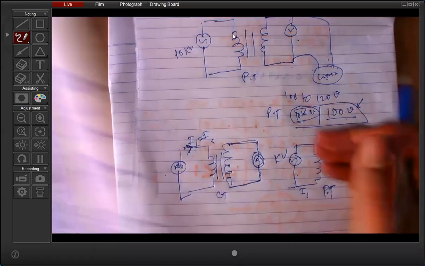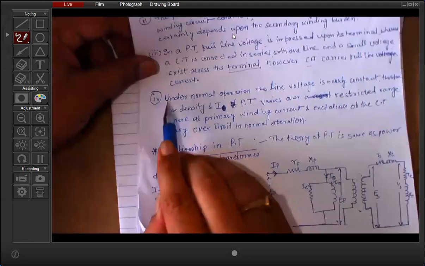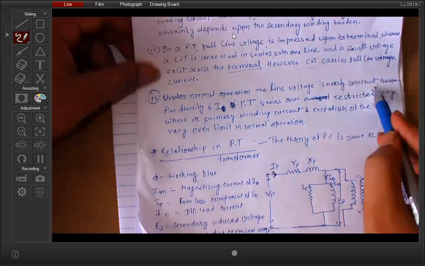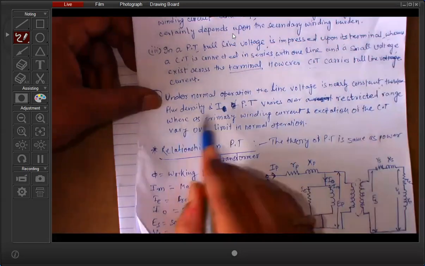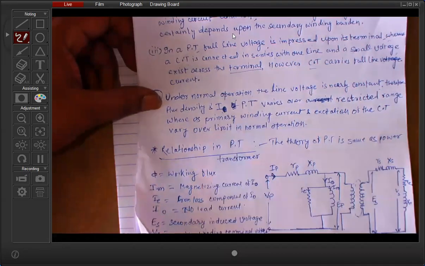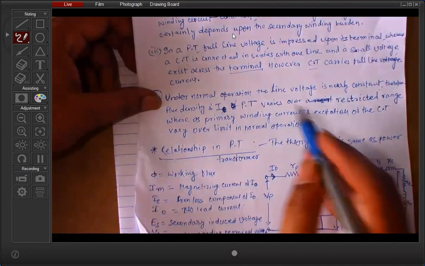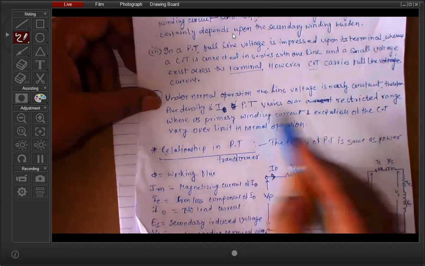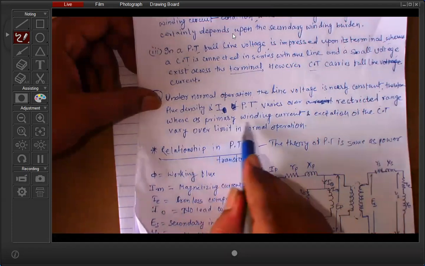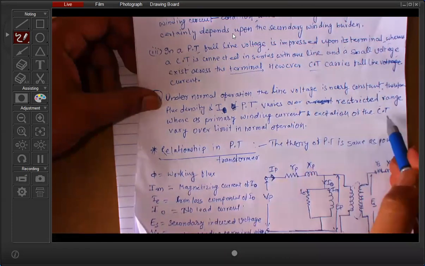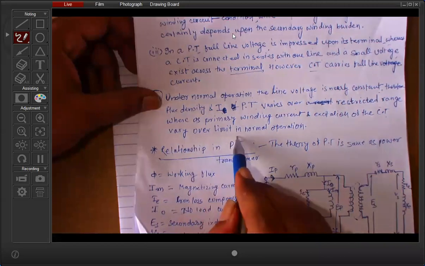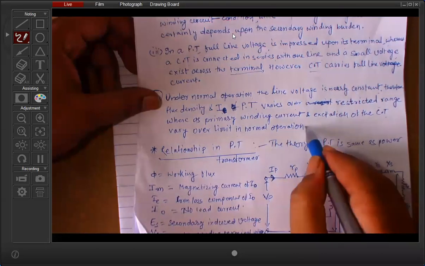And the fourth difference: under normal operation, the line voltage is nearly constant. Therefore, flux density and current I naught, the no load current of the potential transformer, vary over a restricted range, whereas the primary winding current and excitation of the current transformer vary over a wide limit in normal operation.